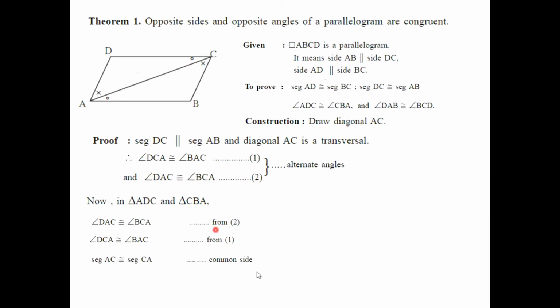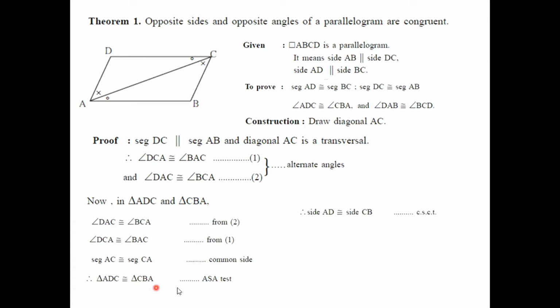So it must be congruent. So segment AC is congruent to segment CA. So as we can see here, for these two triangles, two angles and the side between them are congruent. That's why these two triangles are congruent by ASA test. That is, triangle ADC is congruent to triangle CBA by ASA test, that is angle side angle test.